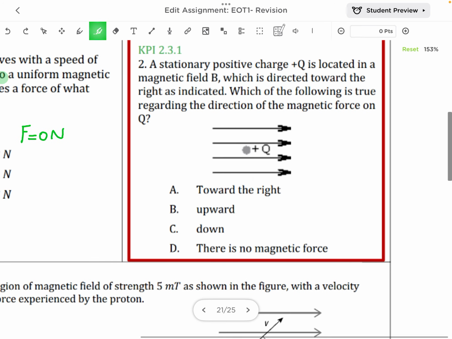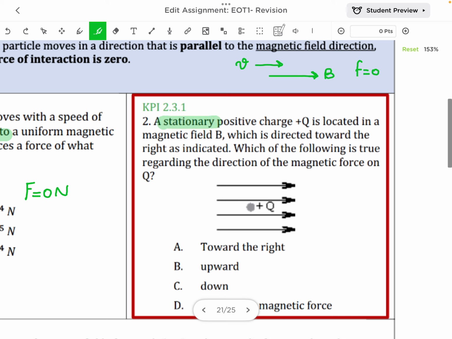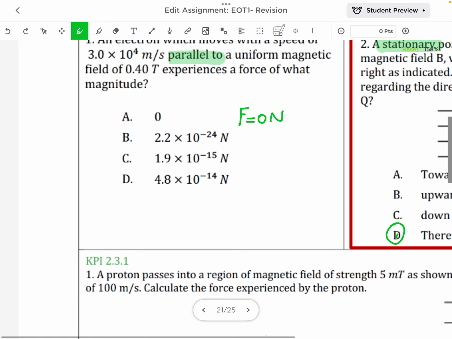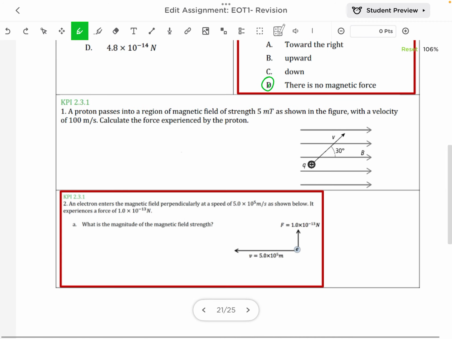Question 2, you have a stationary positive charge Q. This means at rest, not moving. This means that the velocity equals 0. The charge is located in a magnetic field. So basically, which of the following is true regarding the direction of the magnetic force? It will experience no force because there is no velocity. This one equals 0. So there's no magnetic force. And also here it is 0.